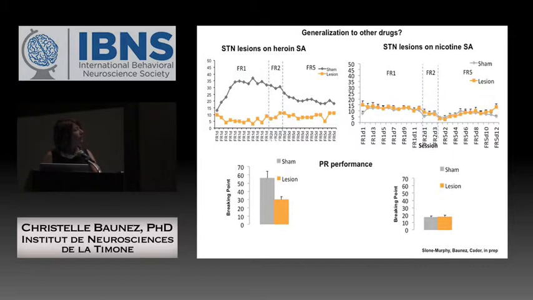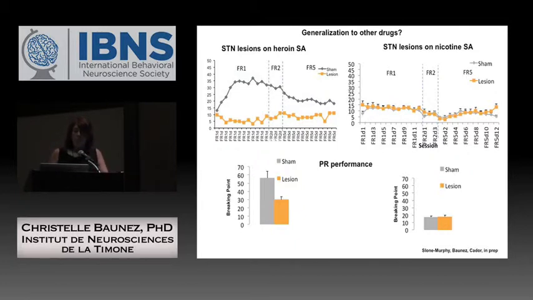And as you can see here, we did FR1 schedule of reinforcement. So each lever press, the rat gets an injection of heroin. FR2, the second lever press, is rewarded, and FR5, they need to press 5 times to obtain an infusion of heroin in their blood. And you see that right from the beginning under FR1 schedule of reinforcement, the lesion blocks the motivation of the animals to take heroin, which of course is confirmed in the progressive ratio schedule of reinforcement.